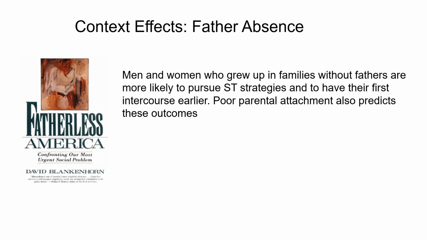So let's look at things related to that, like father absence. Men and women who grew up in families without fathers, so now we're not talking about change in father figure, but growing up in families without fathers, are more likely to pursue short-term strategies and have their first intercourse earlier. And poor parental attachment also predicts these outcomes. So going back to what we were talking about on the previous slide with life history theory, people who adhere to a faster life history because of their early environments are more likely to engage in short-term mating because of that.